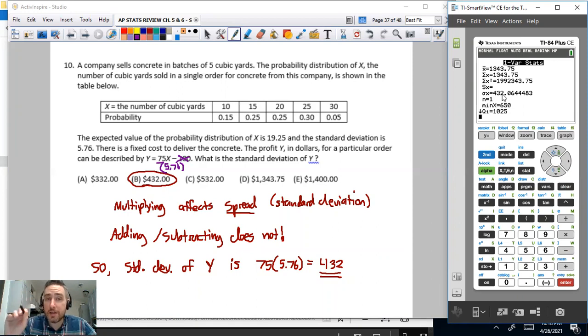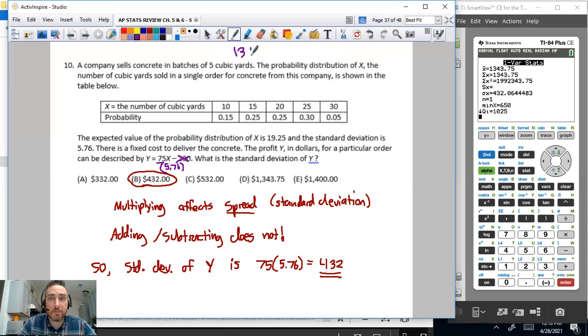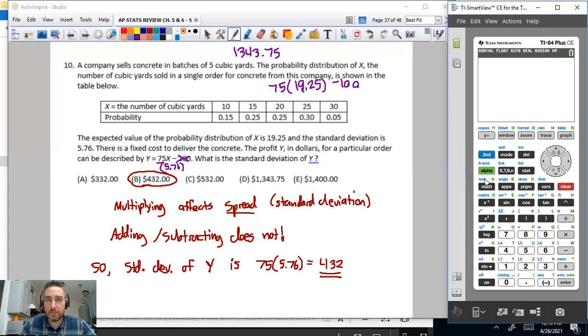Furthermore, the mean will take both multiplication and subtraction. So if you took this 19.25 and plugged it in here, you would have to subtract the 100 too. Watch this. Our mean here is 1343.75. I'm going to write that down. So if I plugged in 75 times 19.25 and I subtracted 100, I should get that. Let's see what we get. So with means, you want to make sure you do both multiplication and subtraction.